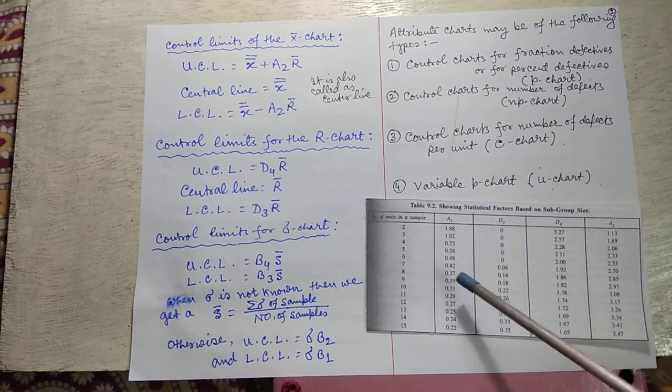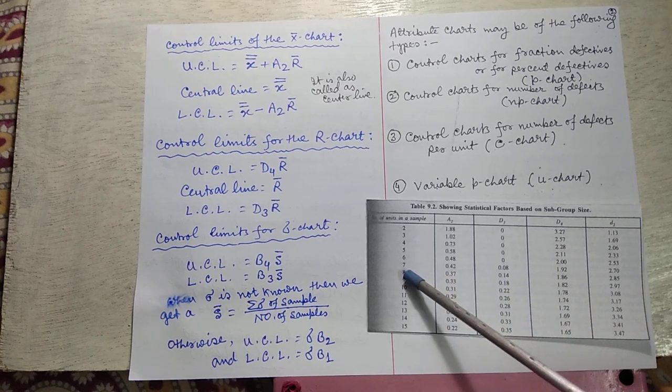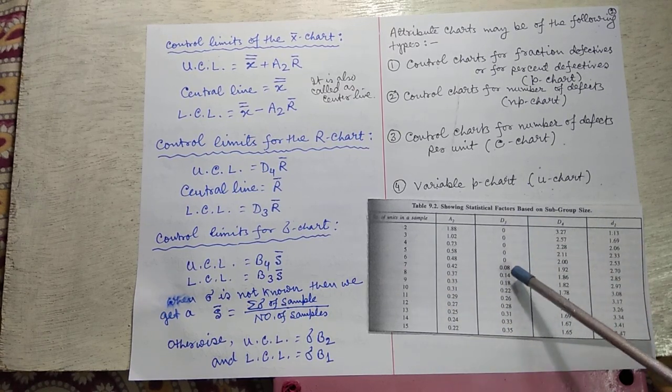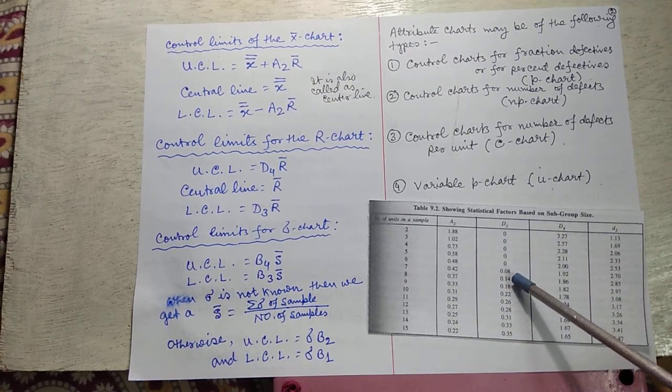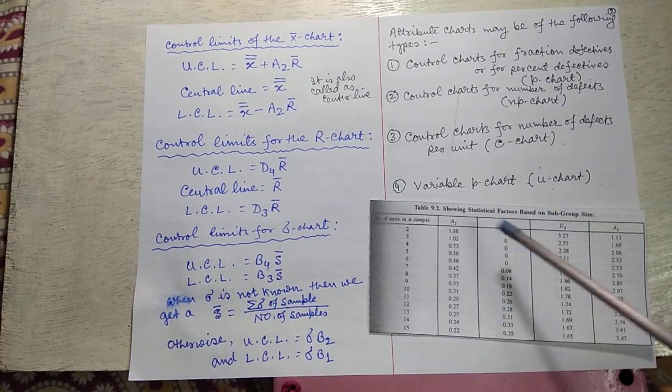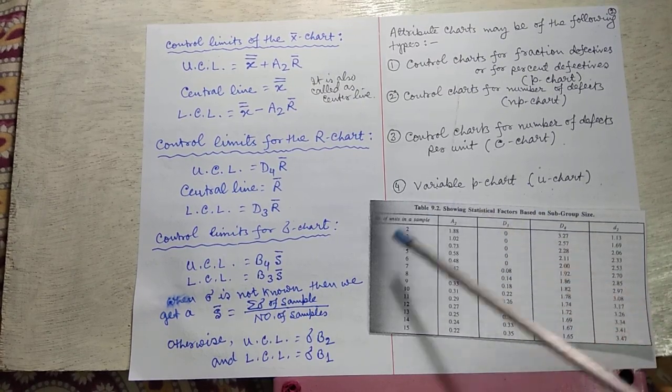And when the value of sample is 7, then the value of D3 will be 0.08. Below 7, for all the samples, the value of D3 will be 0. So we have to take the help of this chart or of this table. Clear?